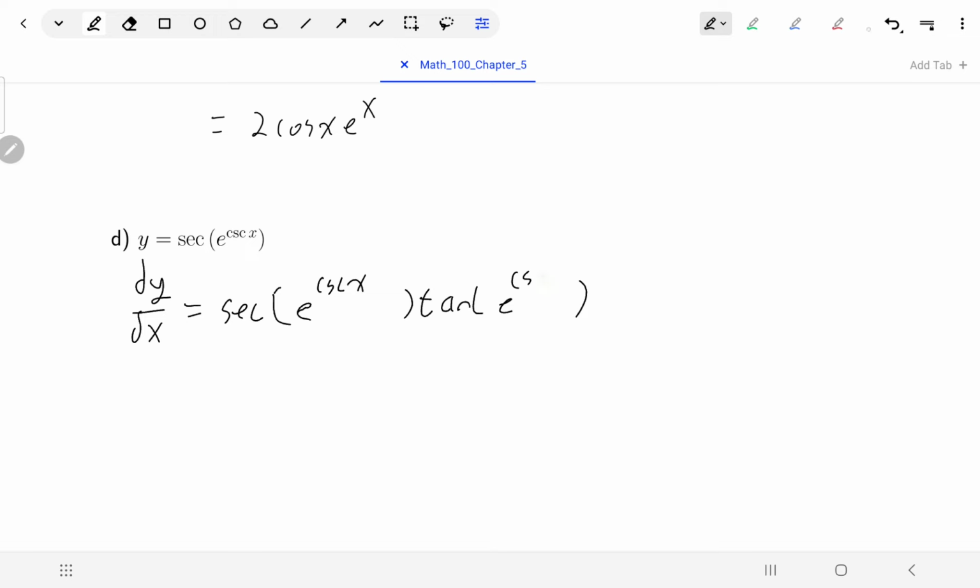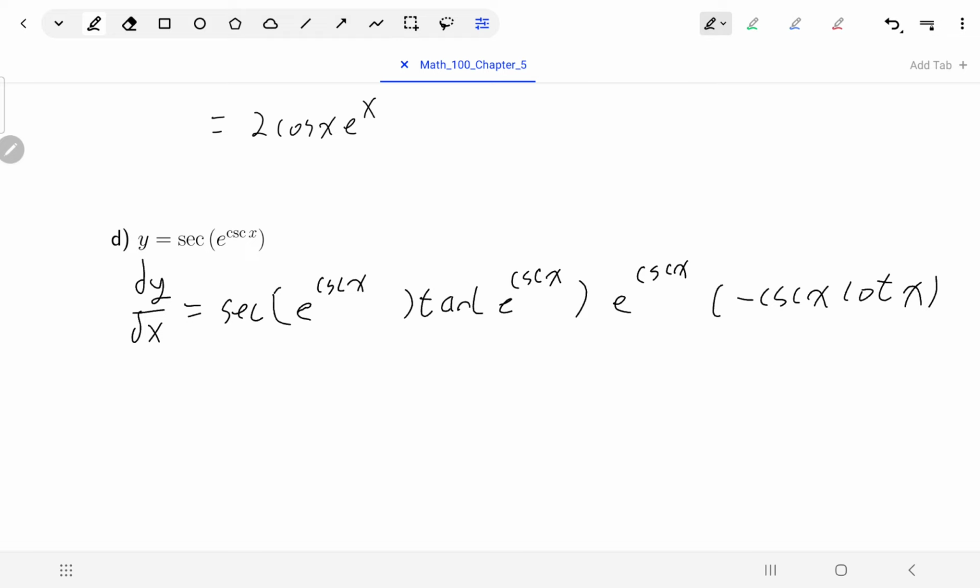And now let's do derivative of the inside. Derivative of the inside, that's the e^(csc x). Derivative of e is itself. Okay, leaving the power alone for now. And now derivative of the power, derivative of cosecant x, that's negative cosecant cotangent.